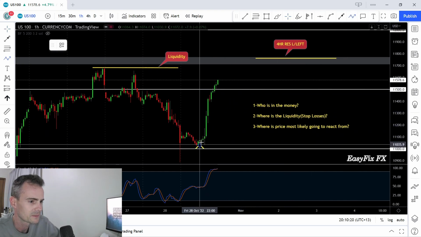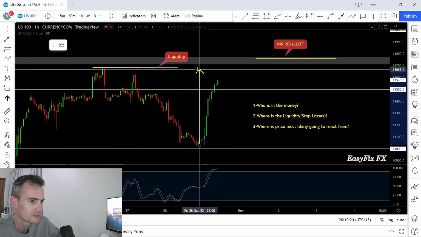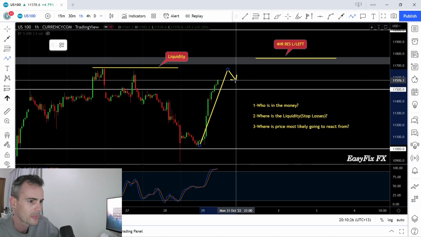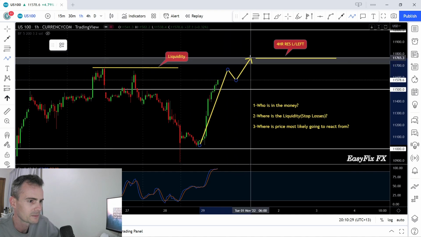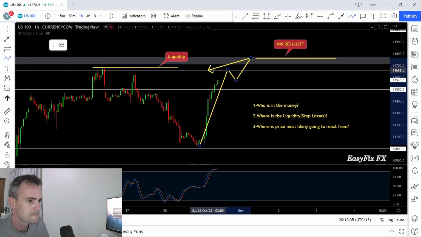So what I'm trying to get at here is, price is going to most likely push up. We're going to get a bit of a reaction from here. Okay, then we're going to break above this. The reason why we're going to break above this is because there's liquidity sitting up here.